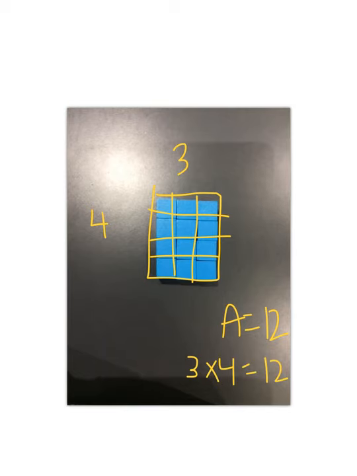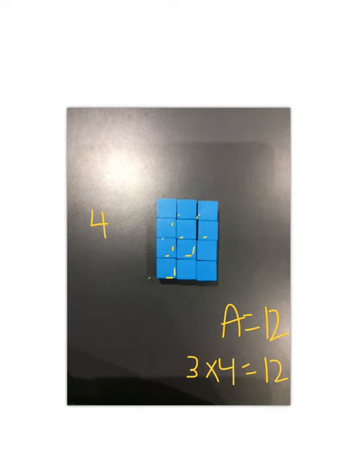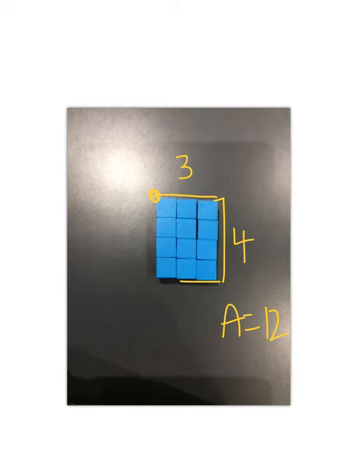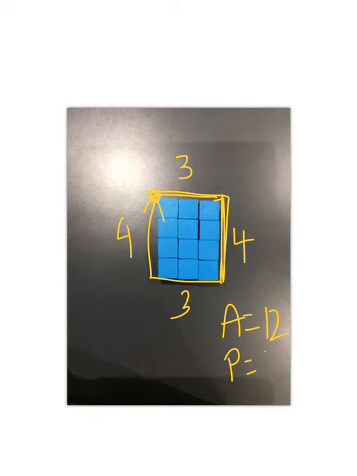Okay, so let's look at the perimeter of this one. If I start in this corner and I go across 3, and then I go down 4, and then I go across 3, and I go up 4, then the perimeter is 3 plus 4, so I'm halfway round, and then I double that, which is 14. So hopefully you got all those areas and perimeters when you did it for yourself.